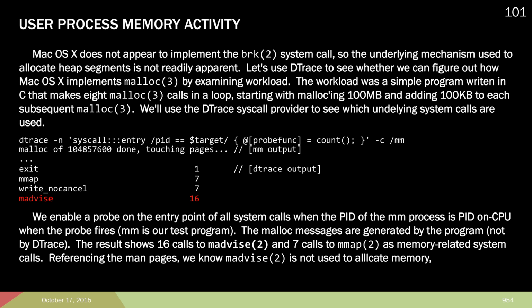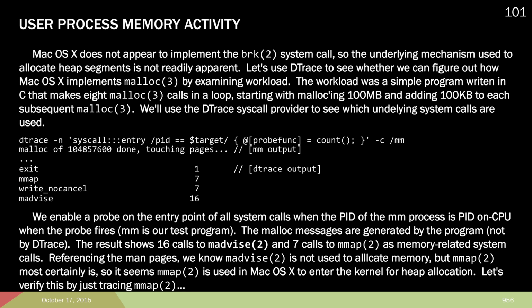The result shows 16 calls to madvise and 7 calls to mmap as memory-related system calls. Referencing the man pages, we know madvise is not used to allocate memory, but mmap most certainly is. So it seems mmap is used in macOS X to enter the kernel for heap allocation. Let's verify this by just tracing mmap.